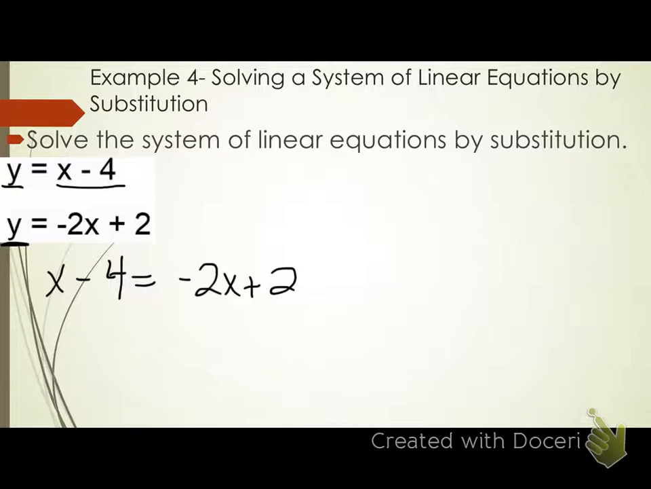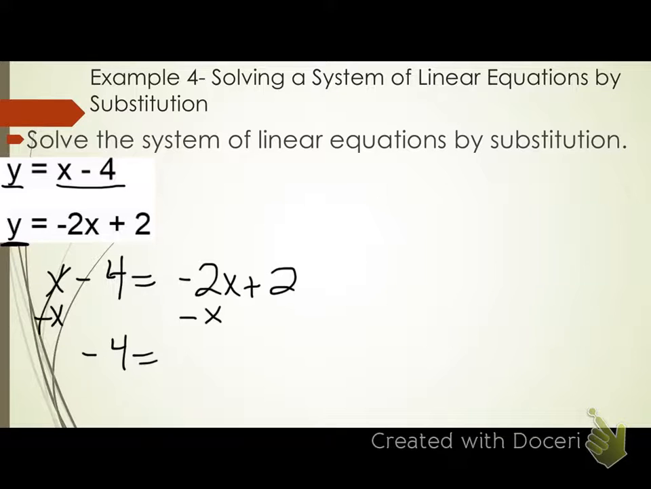Now I've got a variable on both sides. Do I want to deal with the variable first or the constant? Variable. Remember, we always want to deal with the variable first, just in case our variables cancel each other out in the process of moving it over. Okay? So what would I do to get the variables on the same side? I'm going to subtract x from both sides.